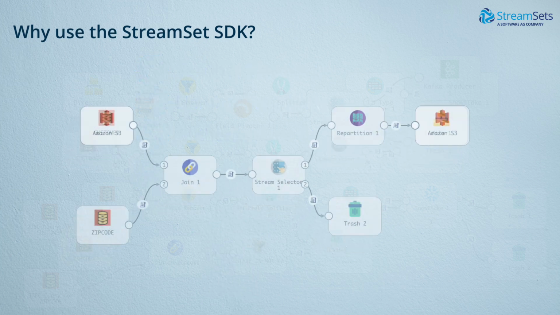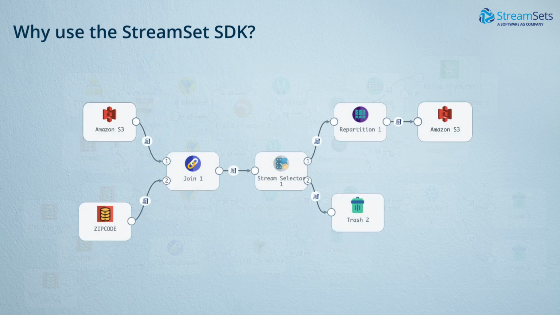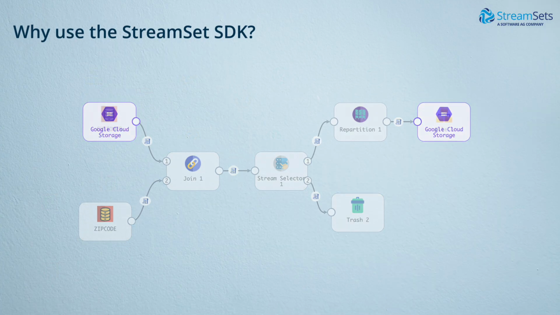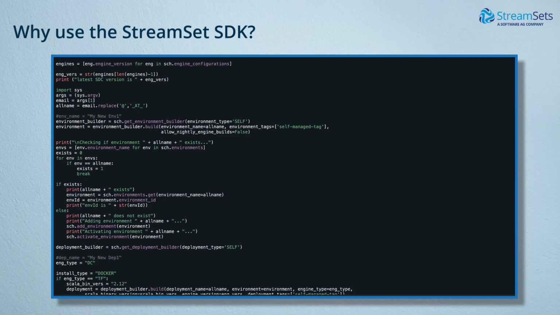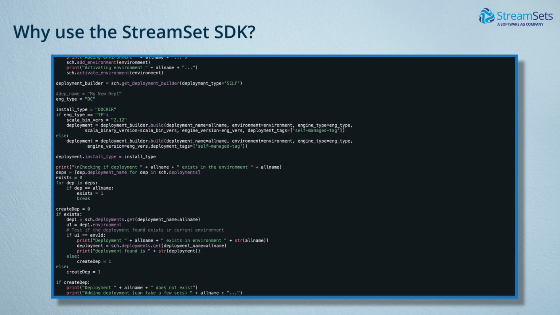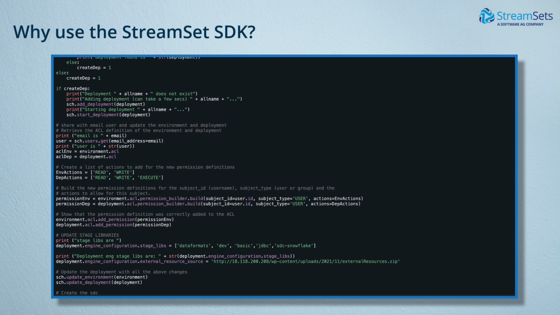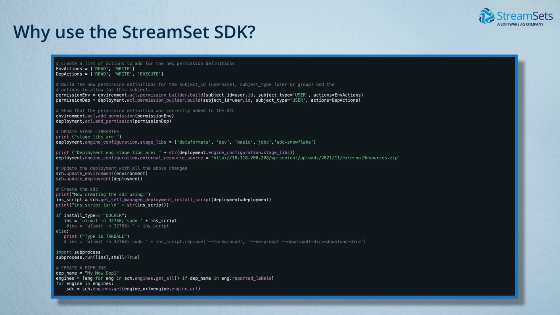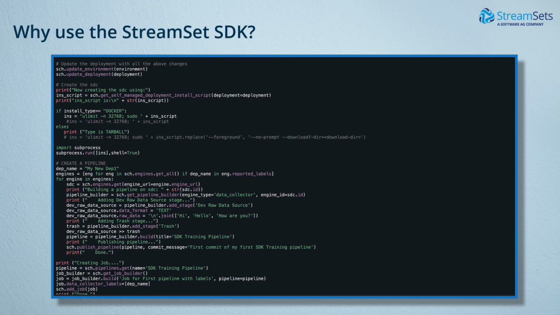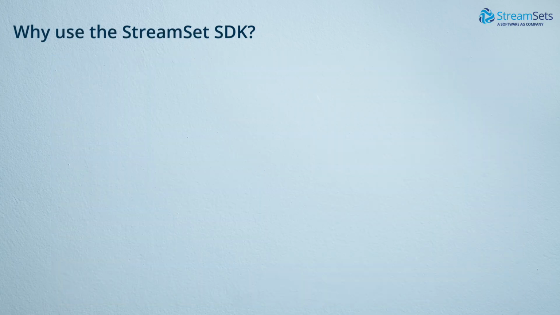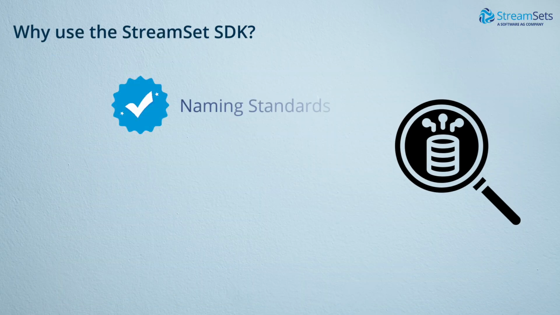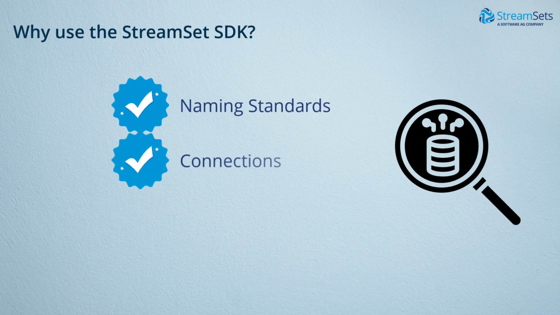You can, for example, modify all pipelines that use Amazon S3 as an origin or destination and move them all to Google Cloud automatically. You could programmatically check if any of those pipelines have jobs. You could stop the jobs, delete those jobs, recreate those jobs, all under the newly created pipelines using the SDK. Validating. Again, validating naming standards, connections, stage details, etc.